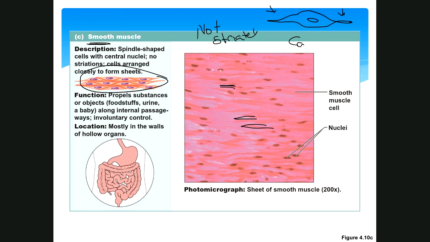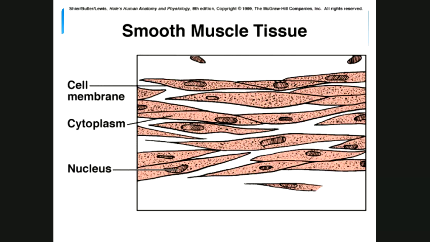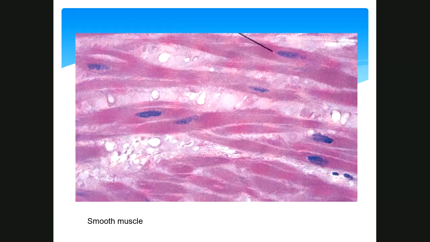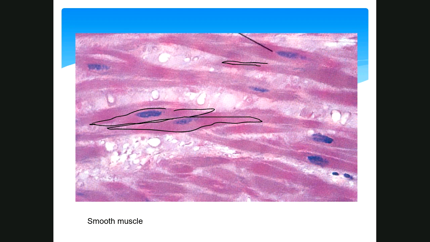But look, there are no stripes in here at all. You don't have those stripes. They're not there, so it's smooth. If we blow it up, here you can see that canoe shape. It's shaped like a kayak or a canoe. Here's another picture. See the tapered ends right here? You can see how it's tapering and then fat in the middle. Same thing here, tapered and then fat. And again, no stripes.